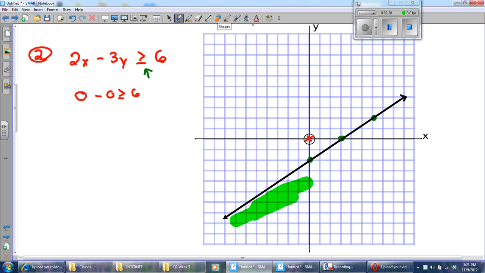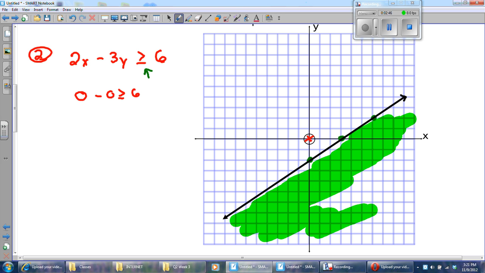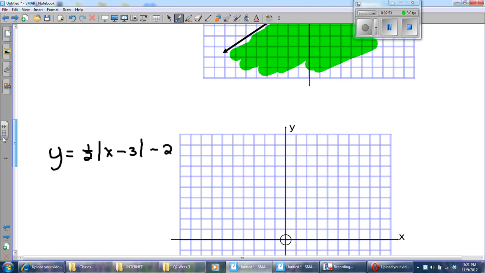And notice some of you are saying, hey, if it's less than, I shade below. Well, this is a greater than or equal to, and I shaded below. Don't rely on a little trick. Use a test point. Smartest way to do it. Okay, very good. Let's come down to problem number 3.